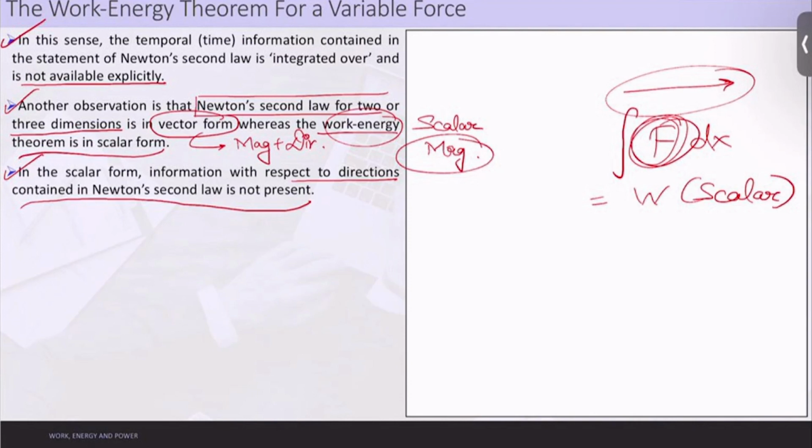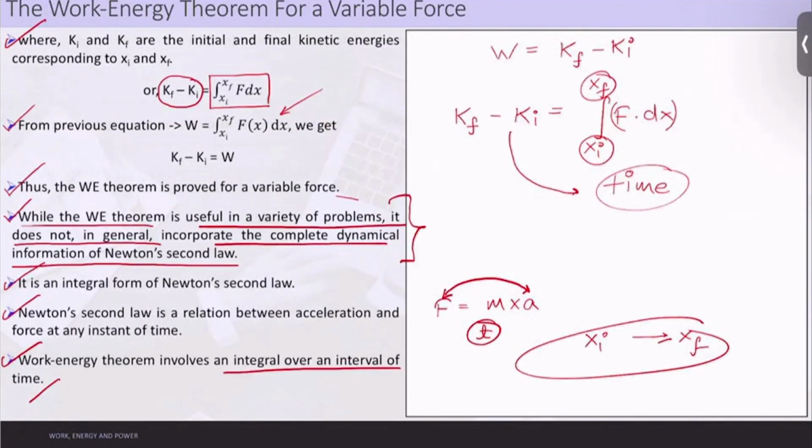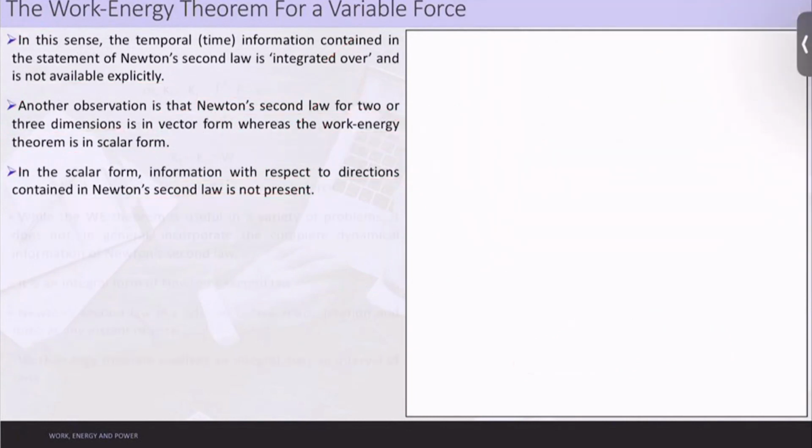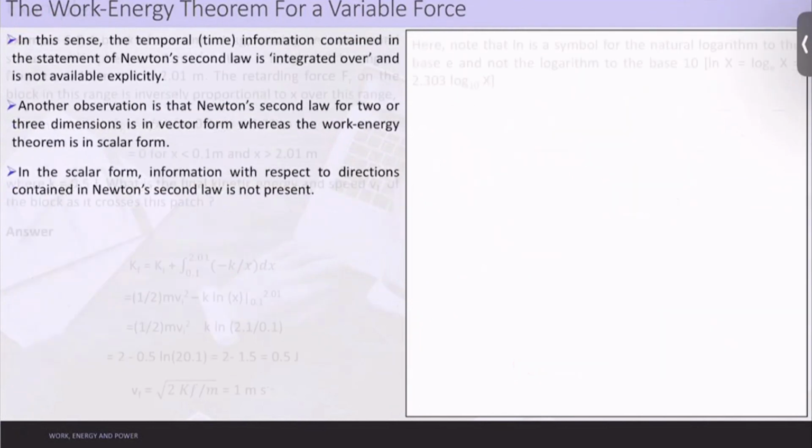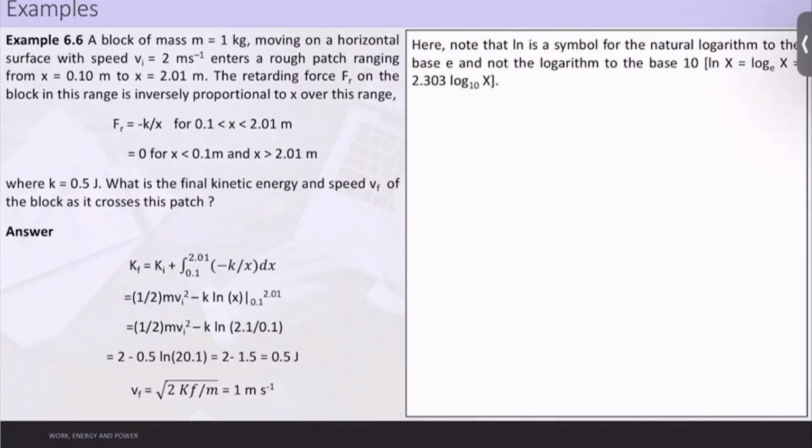So in the scalar form, information with respect to directions contained in Newton's second law is not present. That information is not present when we use this work energy theorem. That is the basic explanation, because this explanation has been given in the subsequent lines. That being said, we have understood the work energy of a variable force. Now let us move forward and solve this using an example.